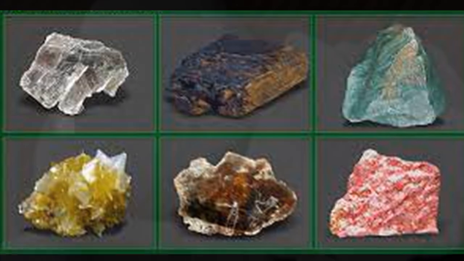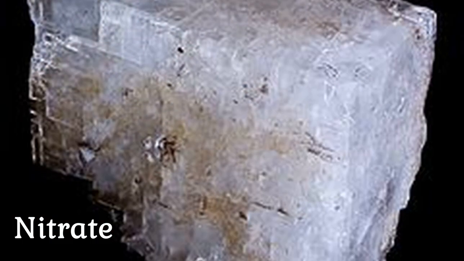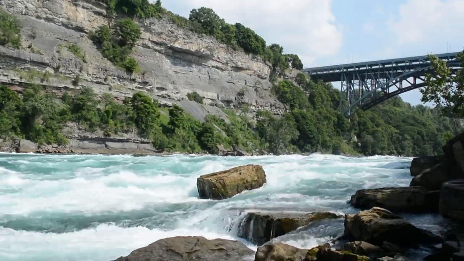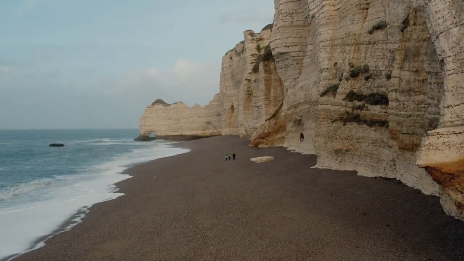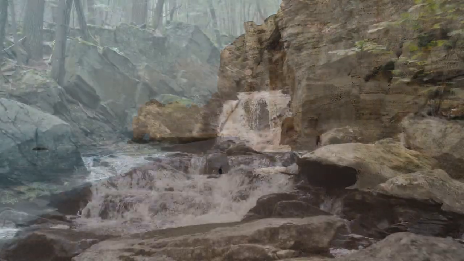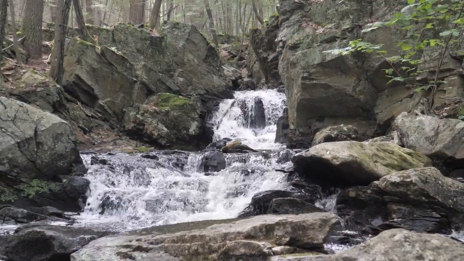Non-metallic minerals include limestone, sulfur, potash, nitrate, mica, and gypsum. Most of the metallic minerals are found in igneous and metamorphic rocks, while the non-metallic minerals are found in sedimentary rocks. Some minerals are also found in the alluvial deposits on riverbeds.